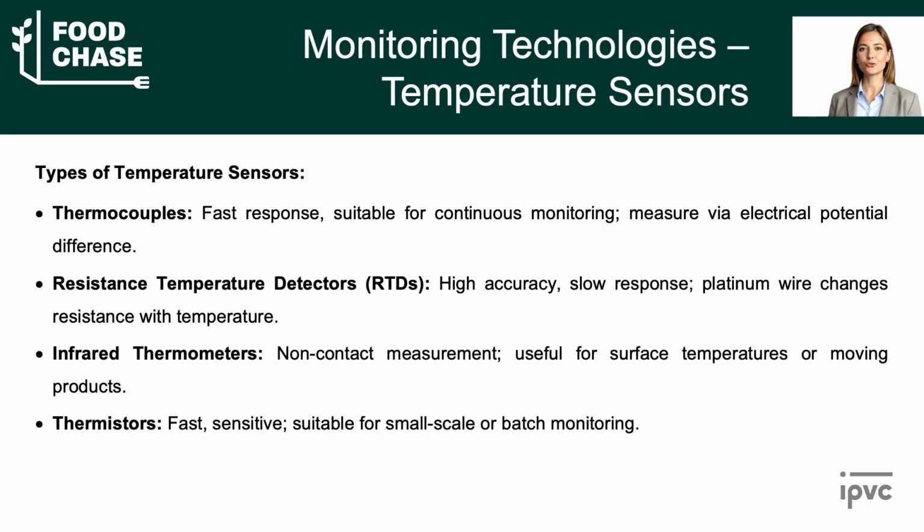Whichever sensor we choose, we must install it at the right location, typically the cold spot or slowest heating point, so we are always measuring the worst-case scenario. And we must calibrate it regularly against a known standard, perhaps every few months or whenever we suspect it is drifting. The data from these sensors is typically logged automatically in modern systems, creating a permanent record for compliance.